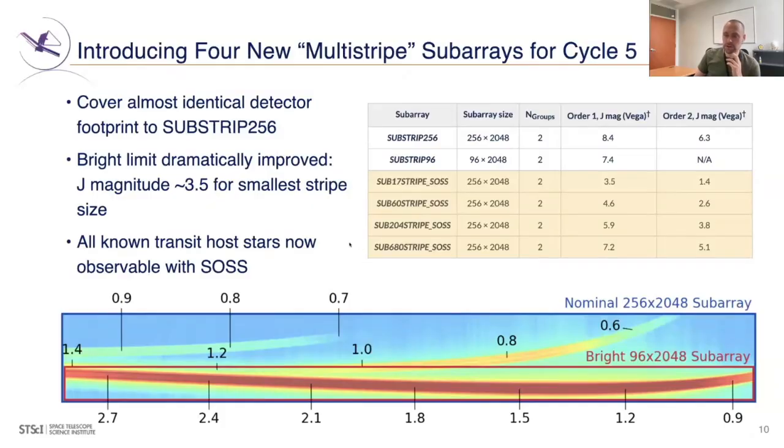So these cover the same detector footprint as SUBSTRIP256, so you're getting exactly the same wavelength coverage, but it operates in stripes, so it reads stripes of the detector at any given time. And what that means is we can dramatically improve the bright limit. So for the smallest stripe size subarray that we've defined, you can reach a J magnitude of 3.5 without any saturation at all. And importantly, now pretty much every transiting host star can be observed with SOSS. So if you can think of a planet that transits, you should be able to observe it with JWST now.